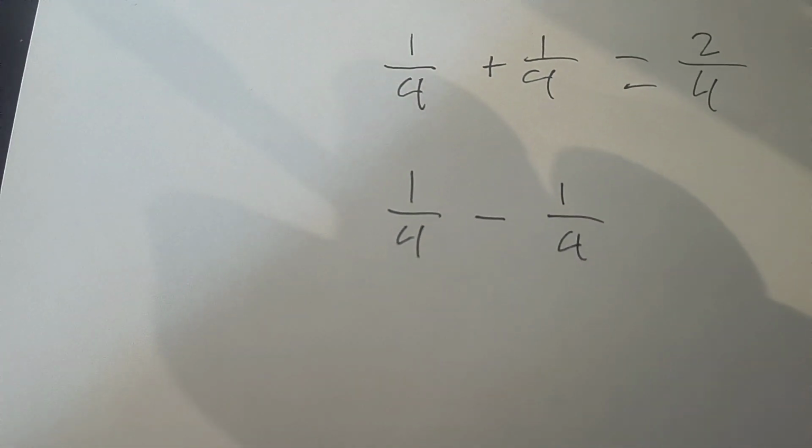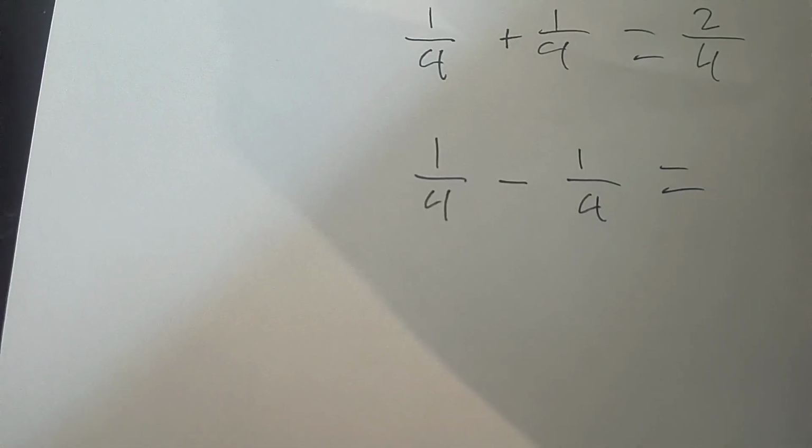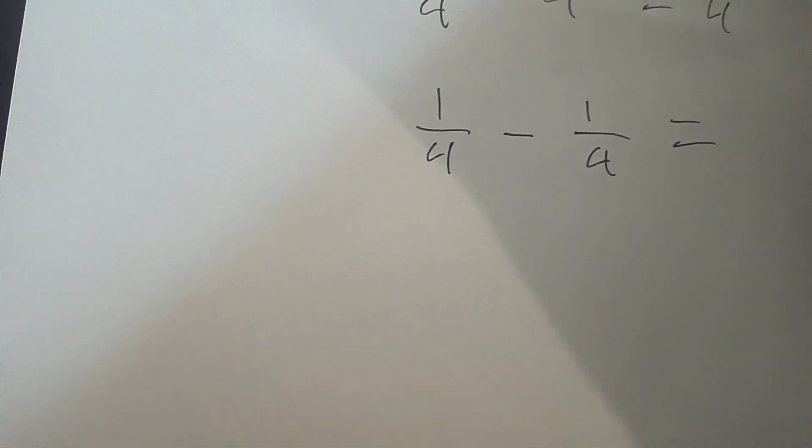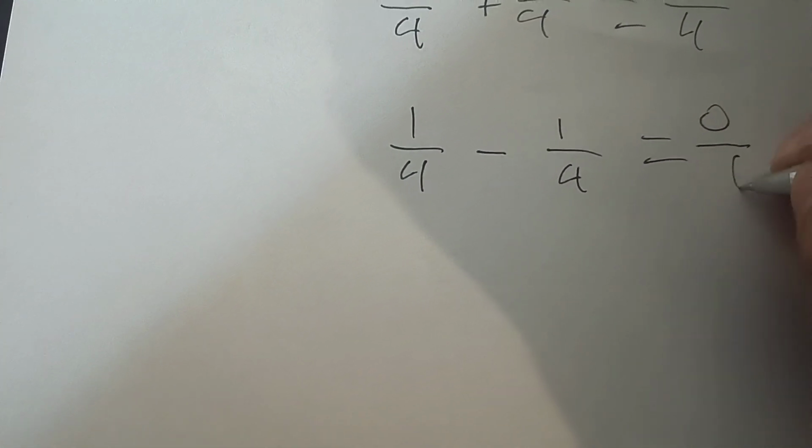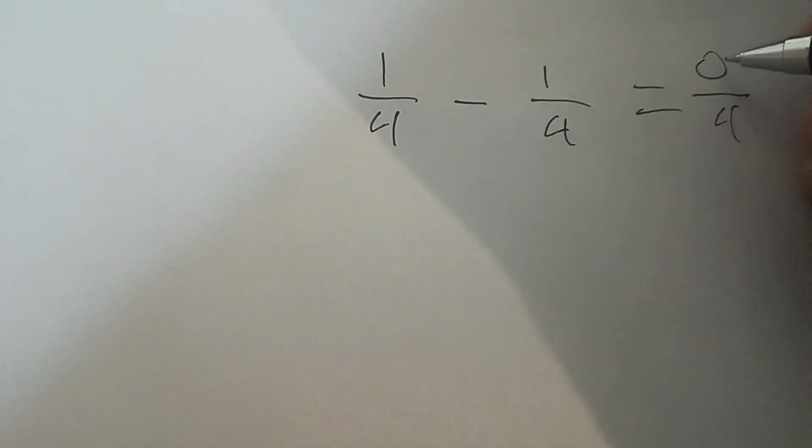If it's 1 over 4 minus 1 over 4, then I would get 0 over 4, or otherwise known as just 0. It'd just be 0.